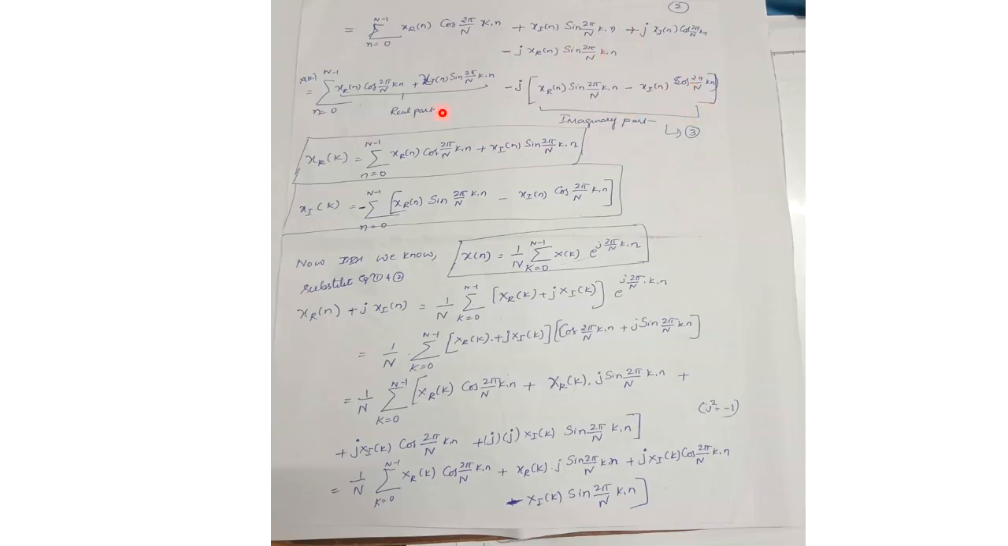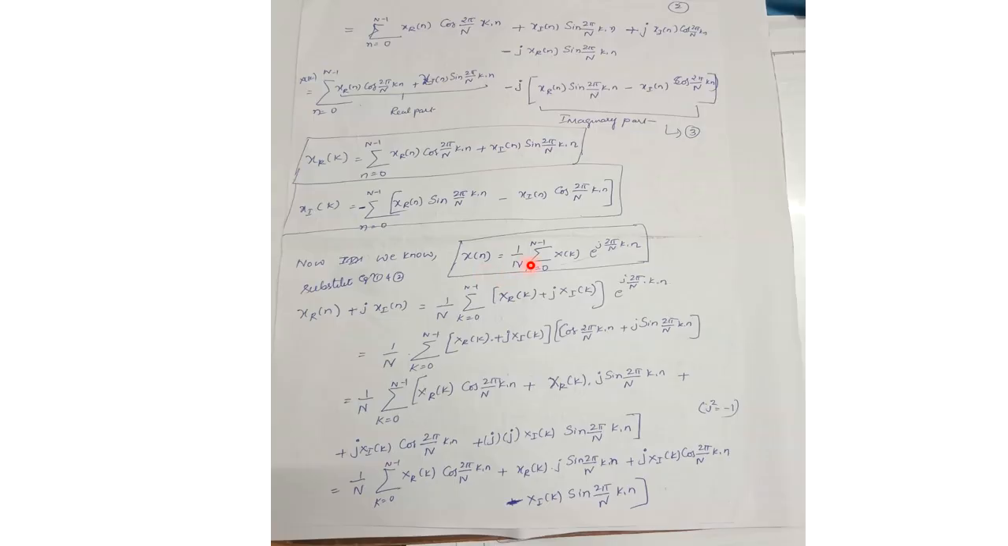We are taking minus j as common, so that if you multiply the same equation, you should get the same. So let us consider as real and imaginary part, because this real part does not have j term and imaginary part has the j term. That's why we are considering it as imaginary part. So let us write it as xr of k, this real part, and xi of k is equal to this imaginary part.